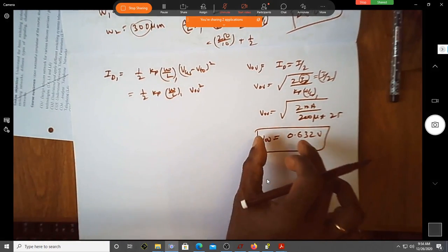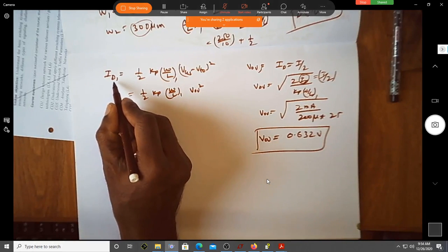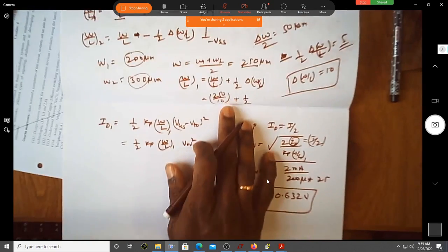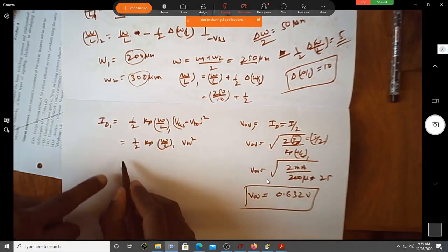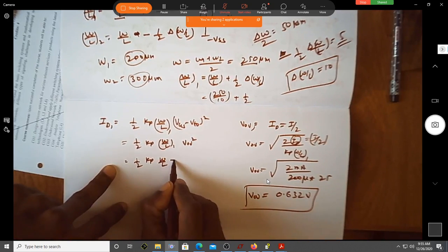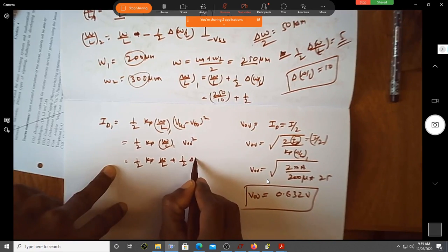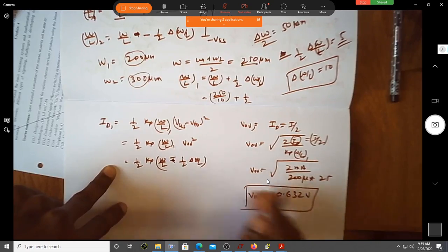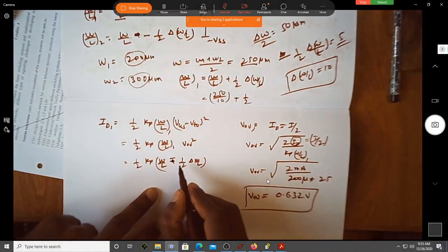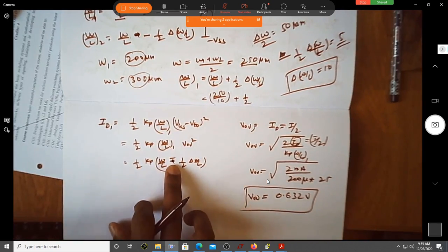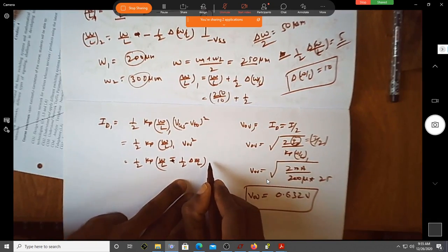Now this is one part. I need to find what ID1 is now. I need to substitute W by L of 1 with this expression. So is it not equal to half Kp W by L plus half of delta W by L, or is it plus or minus? It's actually minus, because it is less now. Maybe while deriving we would have taken it as plus. It's fine, it can be either plus or minus. Is it VOV square?